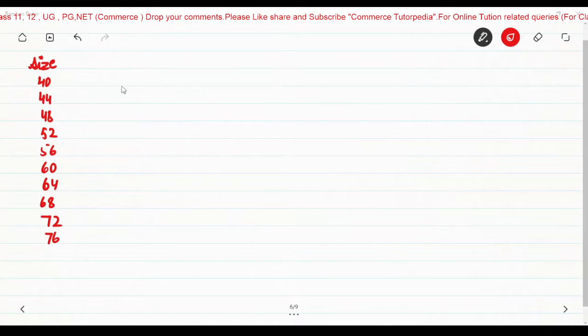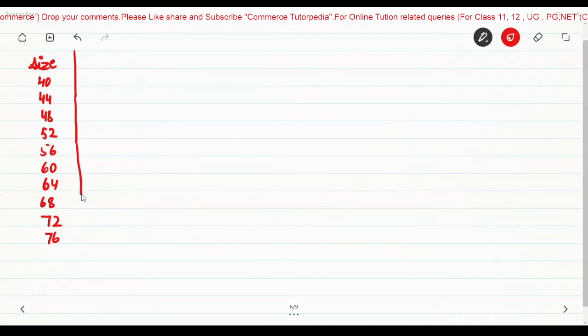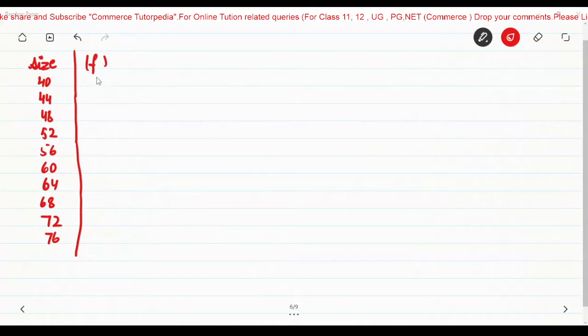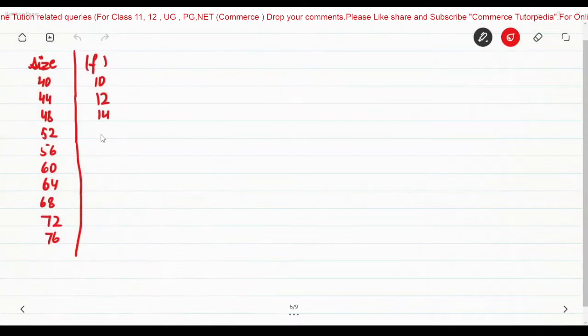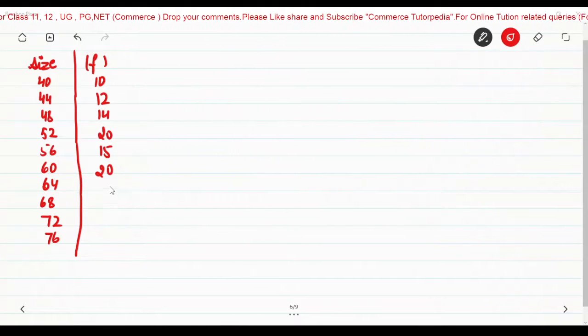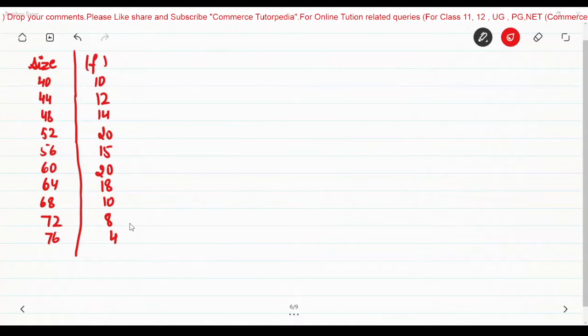Now let us write down the frequencies corresponding to the sizes. The frequencies here are 10, 12, 14, then 20, 15, 20, 18, 10, 8, 4. Now let us see how to calculate by the grouping method.